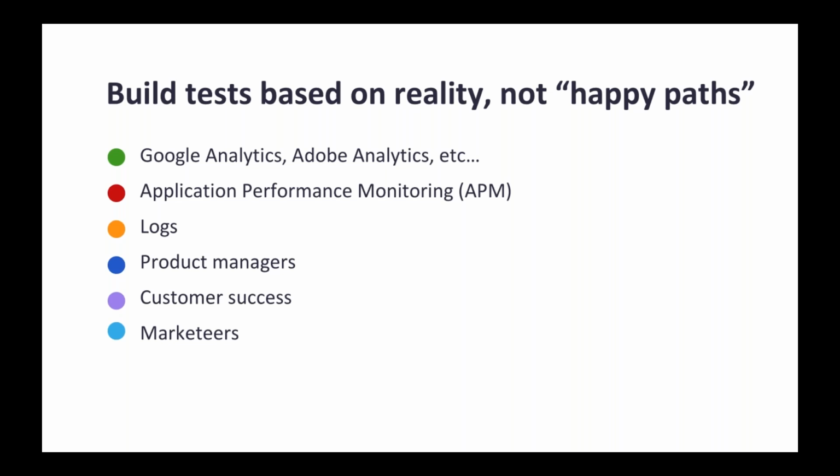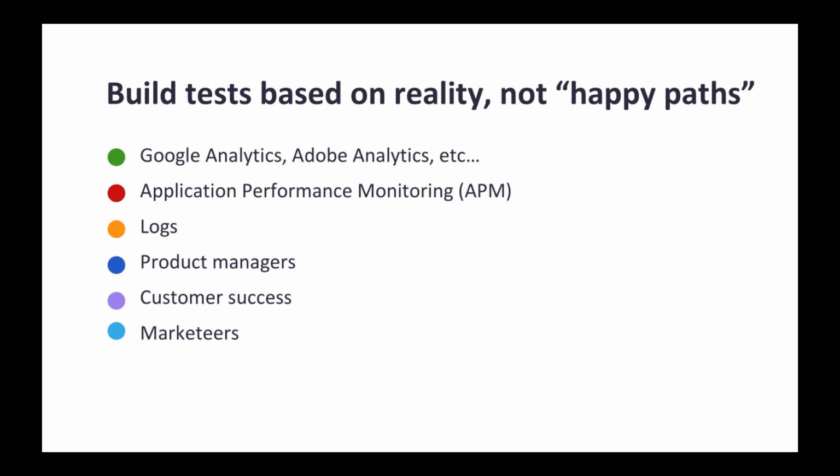So this is the advice, which is build tests based on reality, not happy paths. And you may or may not be familiar with the term happy path. A happy path is sort of the easily predicted path, which is, you know, in an e-commerce world, someone arrives at the home page or a landing page, they click on search, they search for an item, they put it in the cart, they check out, they put in their credit card details and shipping, and off they go. That's sort of a happy path.